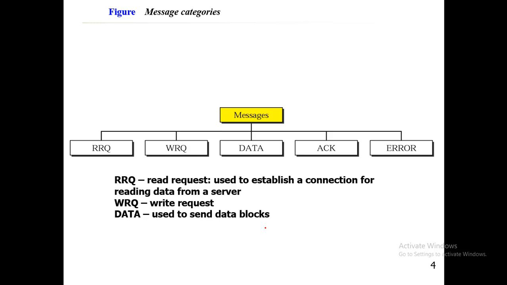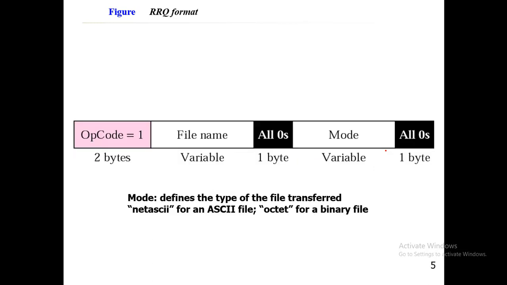The main messages for TFTP are the read request, which is used to establish a connection, the write request, the data message used to send data blocks, the acknowledgement message, and the error message. We will look into them one by one.